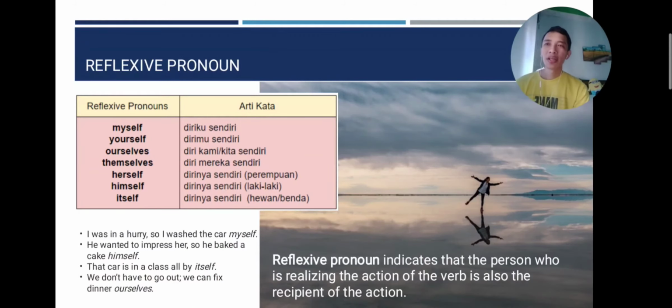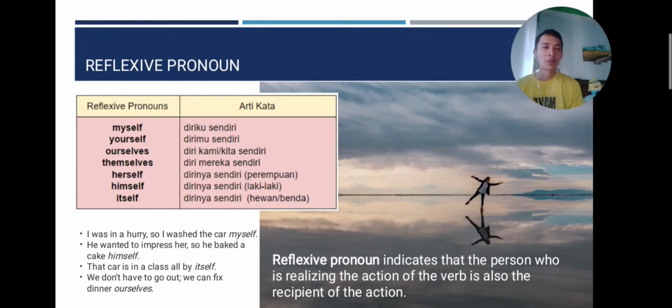The next pronoun is the reflexive pronoun. A reflexive pronoun indicates that the person who is performing the action of the verb is also the recipient of the action. So it means that no one else joins in the action, only the speaker. For example, I was in a hurry, so I washed the car myself.